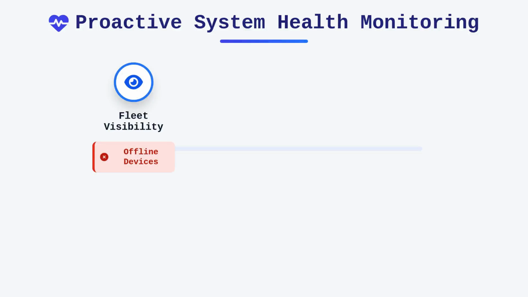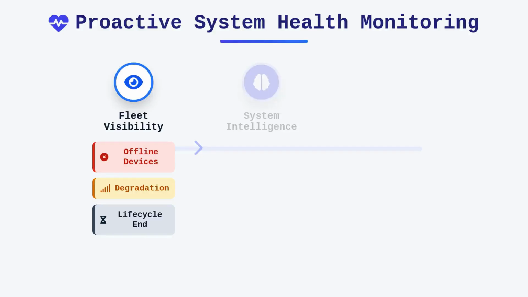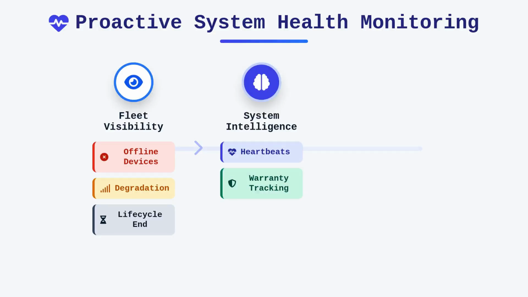Beyond configuration management, the tool plays a vital role in proactive system health monitoring, which is critical for maintaining maximum uptime in complex deployments. You can visualize the status of your entire fleet at a glance, instantly identifying devices that are offline, suffering from connection degradation, or nearing the end of their operational lifecycle. This proactive stance is supported by integrated warranty tracking, which allows administrators to manage their hardware assets with foresight rather than reacting to failures after they have impacted security operations.